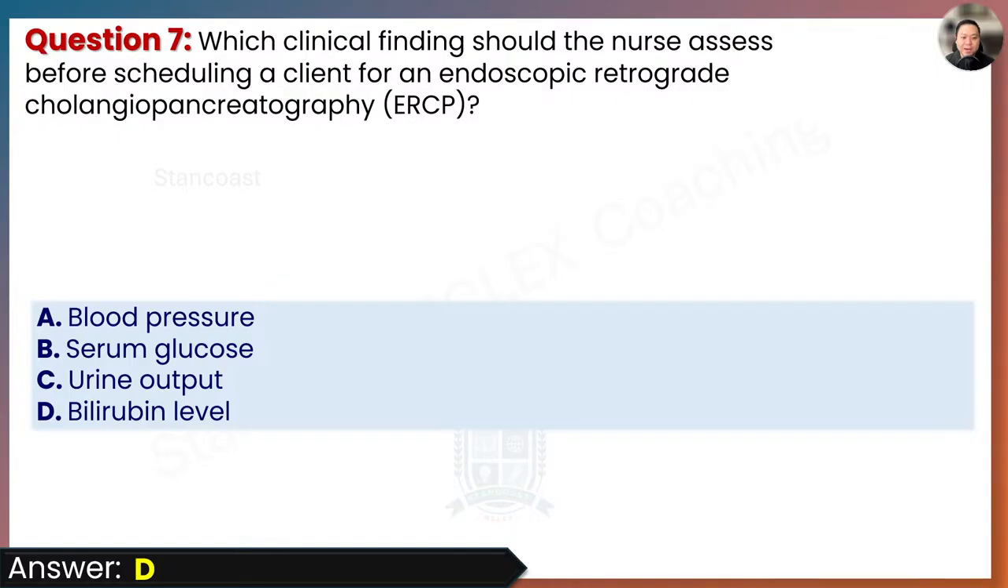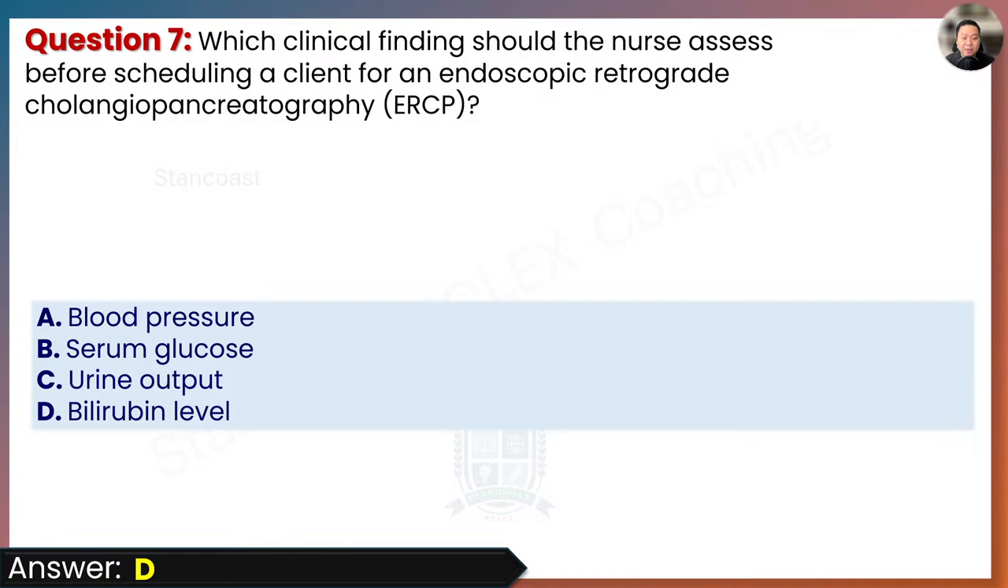This is also incorrect. We know that this is critical for managing diabetic patients undergoing ERCP, or let's say for those clients that need assessment of their metabolic issues, but this does not directly affect the decision to schedule an ERCP. And letter C, urine output, is also a critical parameter for kidney function and hydration status, but it is not directly going to influence the decision to schedule the ERCP.